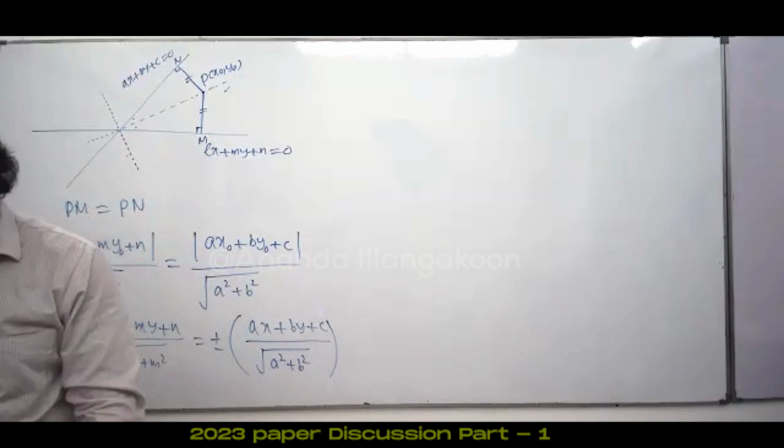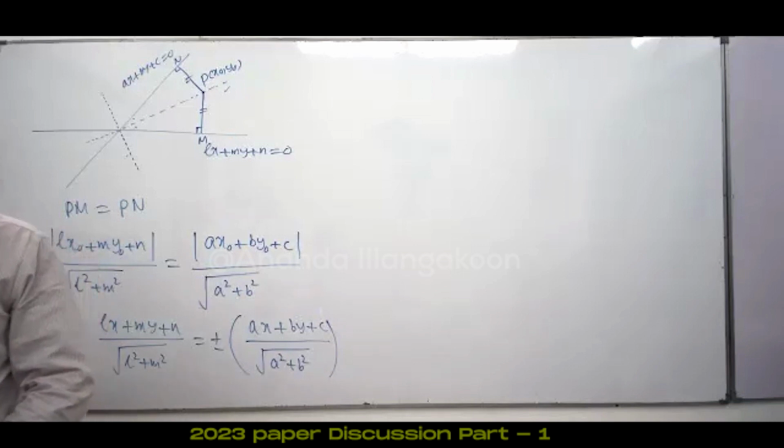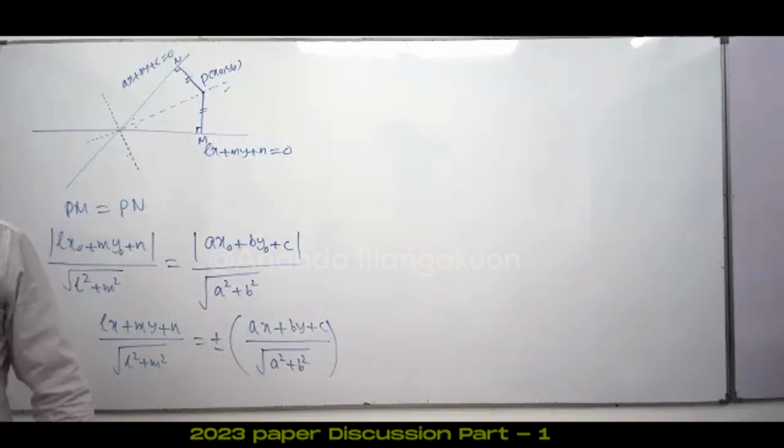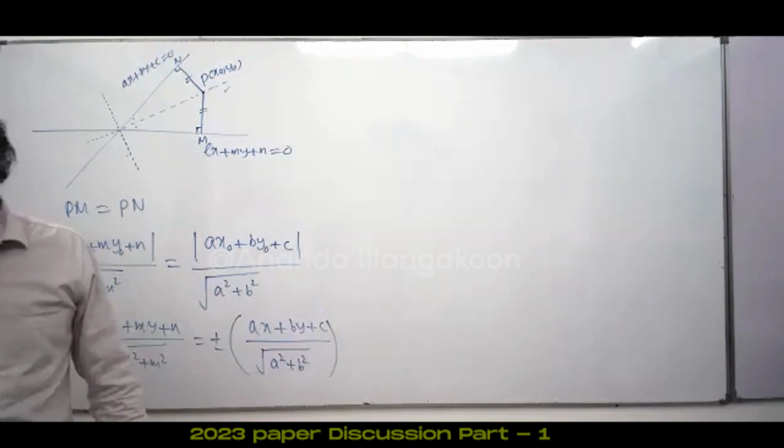Now the next part. Two sides of a square lie on the angle bisectors between the lines 2x plus 3y minus 2 equals 0 and 3x plus 2y plus 1 equals 0. Right. If one vertex of the square is (1, 4), show that there are two squares. Find the equations of the sides of the square. Also find the area of the square. Right.